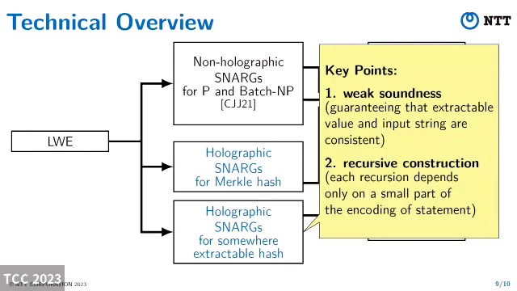Another key point of our holographic SNARG for summary extractable hash computation is that to achieve holographic verification, we consider a recursive construction where each recursion depends on a small part of the encoding. In particular, each recursion can be verified by reading only a small part of the encoding. So we can achieve sublinear time verification in a holographic setting.